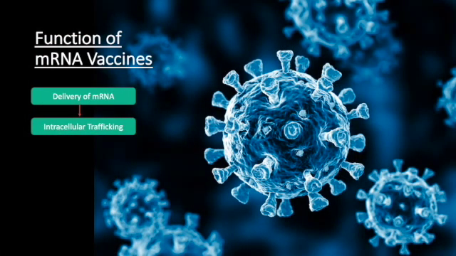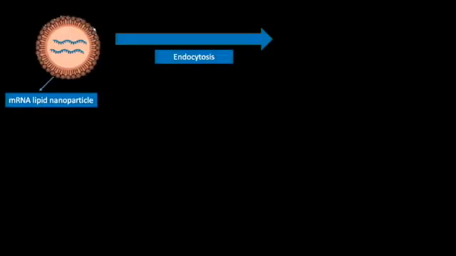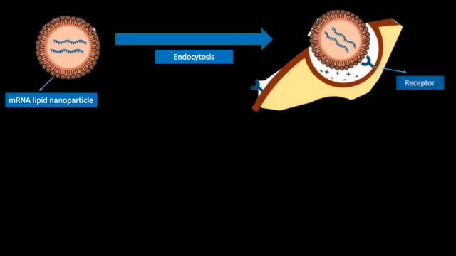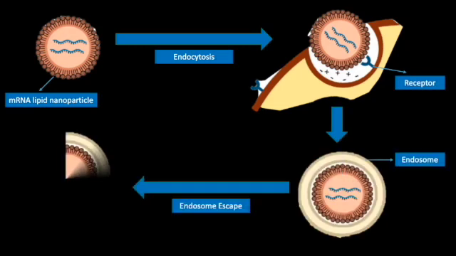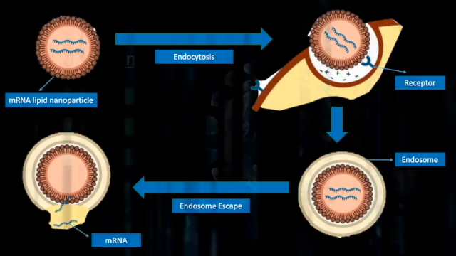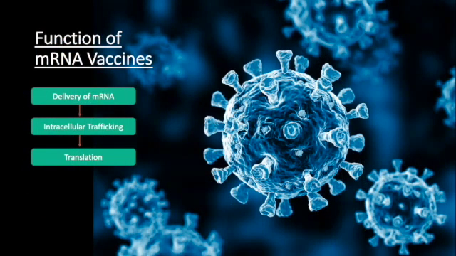Once mRNA has successfully been delivered to a cell, intracellular trafficking occurs. This includes the mRNA lipid nanoparticle undergoing endocytosis with the host cell, becoming an endosome, and an endosomal escape. Consequently, translation then occurs.